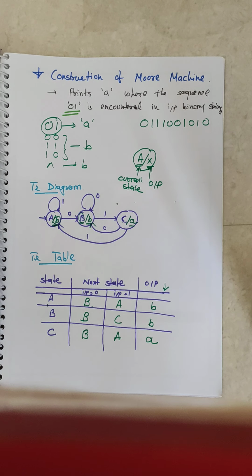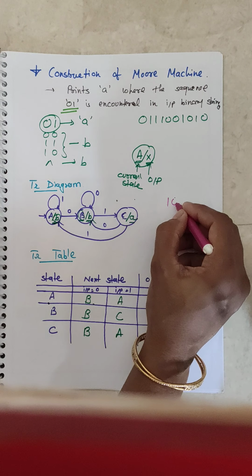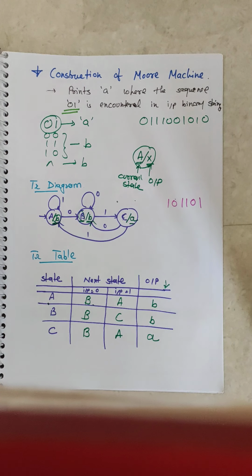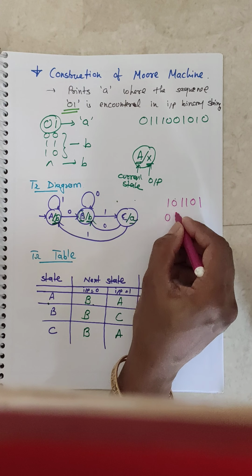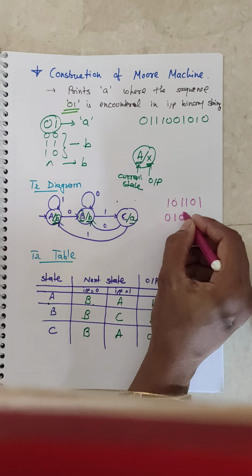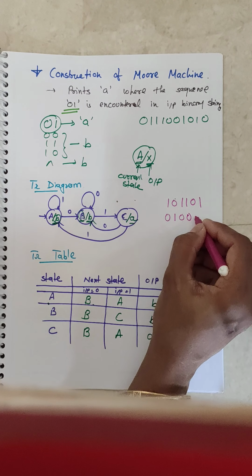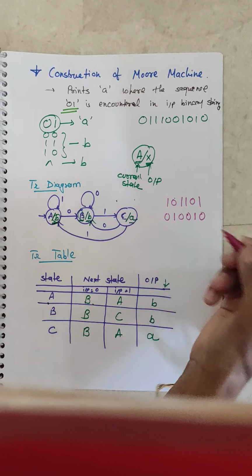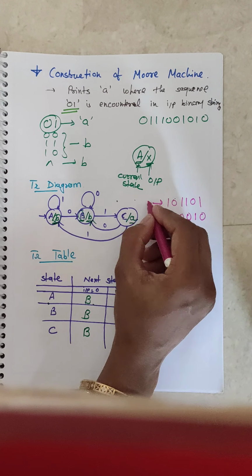Now suppose we take another example: we construct the Moore machine that generates the ones complement of the input. Suppose we have the input 1 0 1 1 0 1. What is the output? The ones complement is always: if it is 0, it becomes 1, and 1 becomes 0. So 1 to 0, 0 to 1, 1 to 0, 1 to 0, 0 to 1, 1 to 0. This is the output and this is the input.